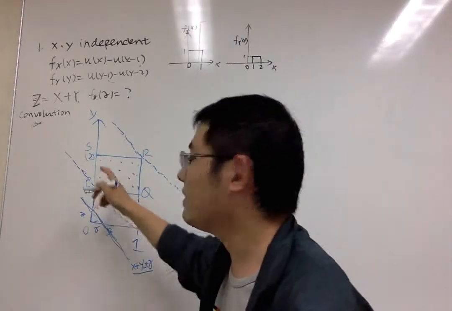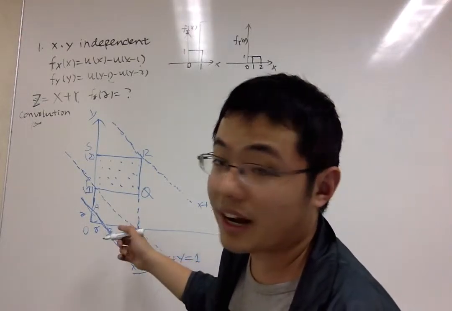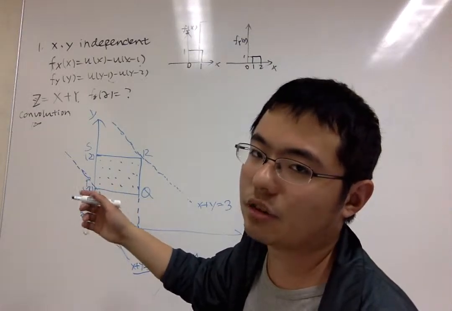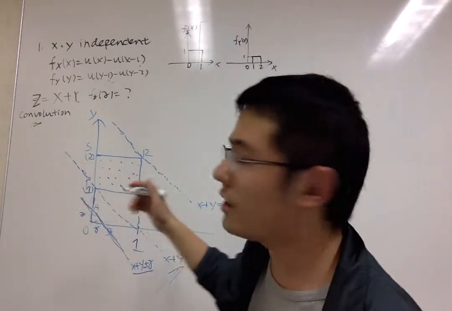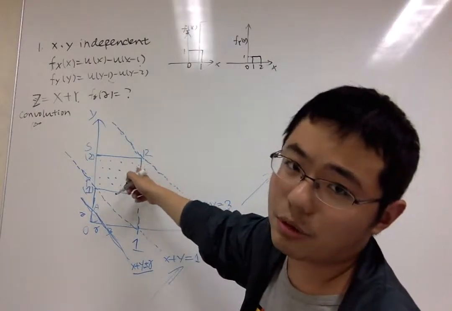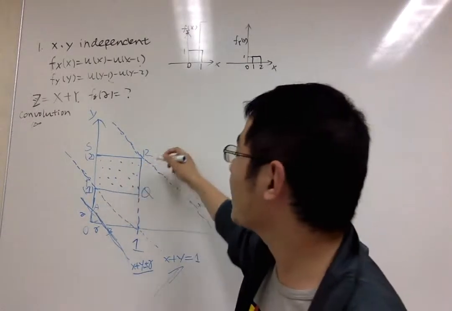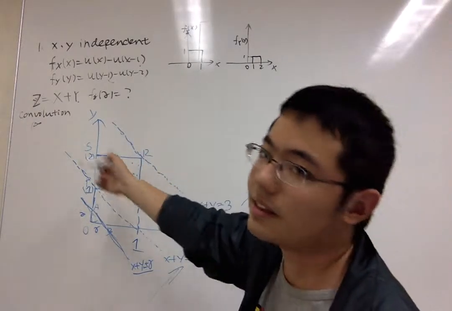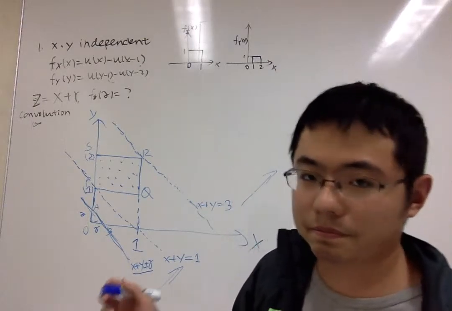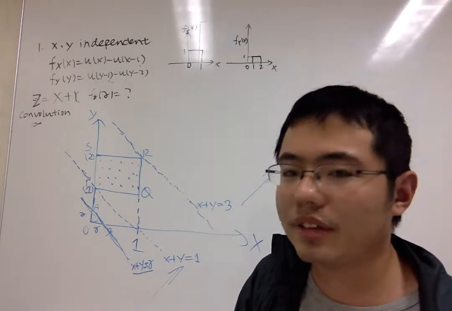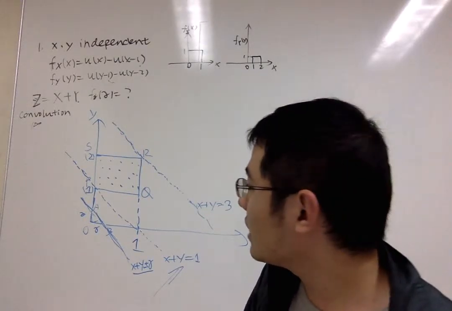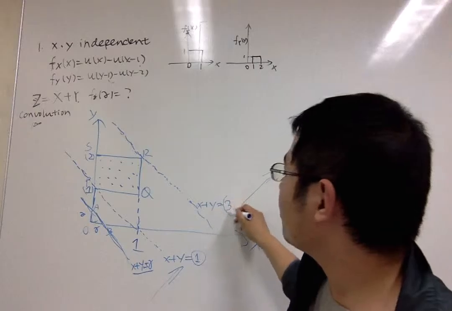In that case, the straight line will pass P, and the maximum z that could have a common area with the square is when z equals 3. Which means that the straight line will go past P, and they have a common area of only 1 point. Okay, so anyway, we get the valid area of z. That means between 1 and 3.